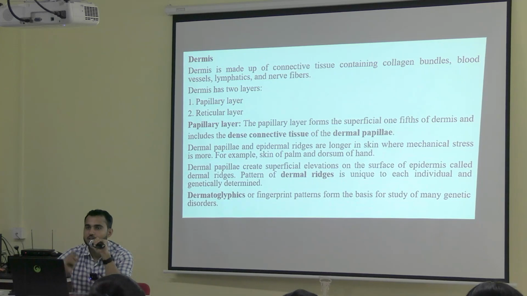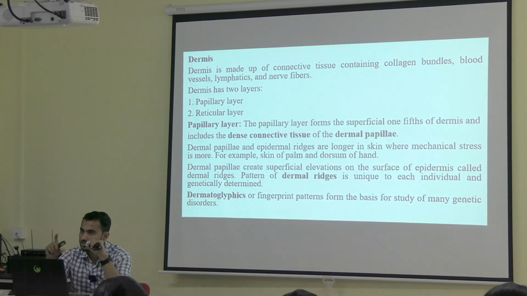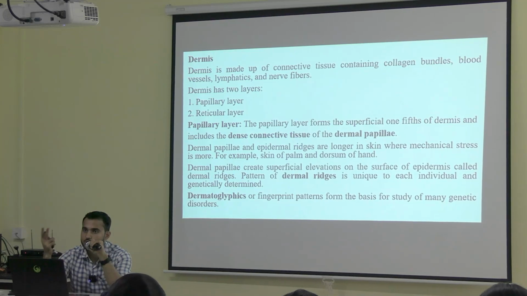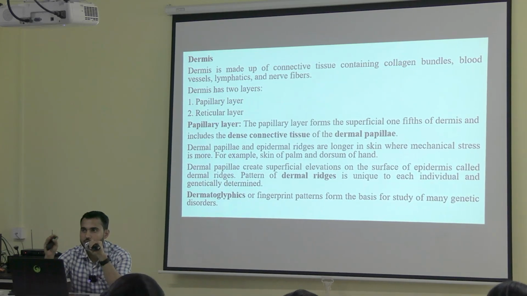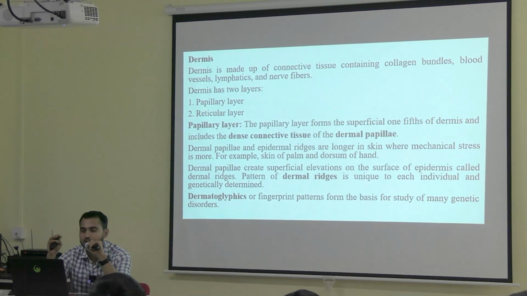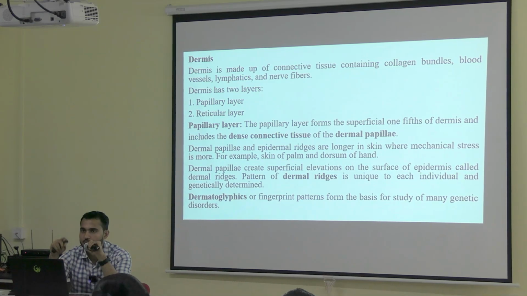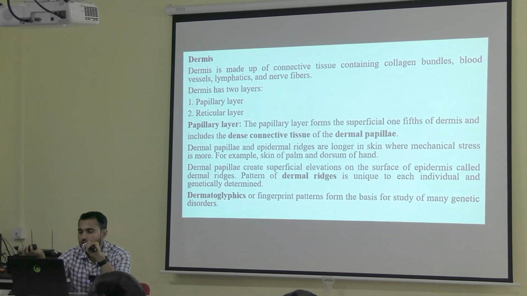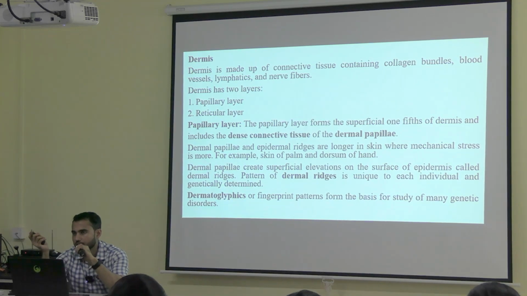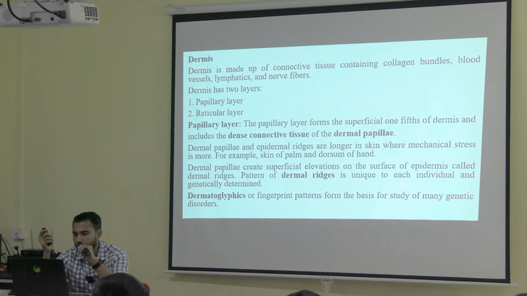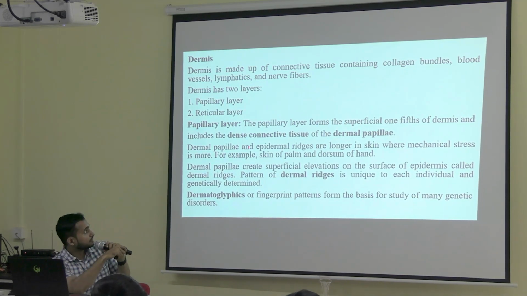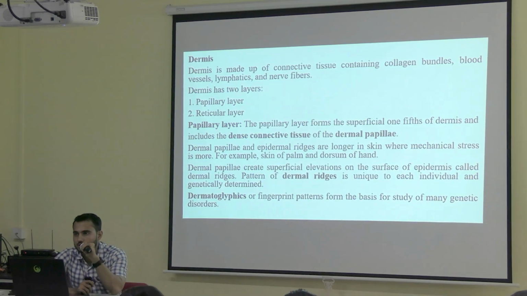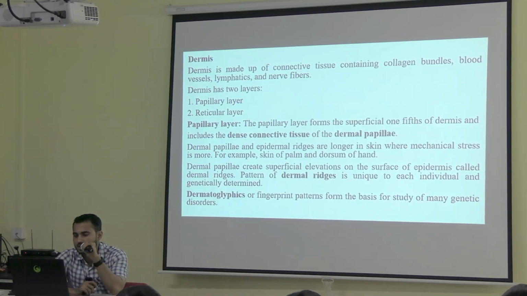Okay, but the thickness of the dermis is more as compared to the epidermis. In the case of dermis, only 2 layers are there. The superficial one is the papillary layer, the deep one is the reticular layer. The thickness of the papillary layer is very less, only 1/5. Papillary layer is the superficial layer forming 1/5 of the dermis, and it is mainly made up of dense connective tissue of the dermal papillae. So it is made up of dense connective tissue.